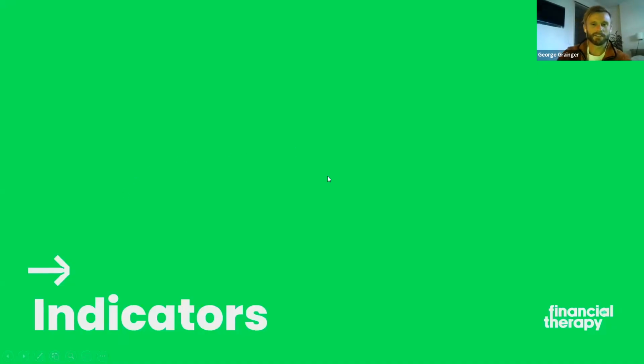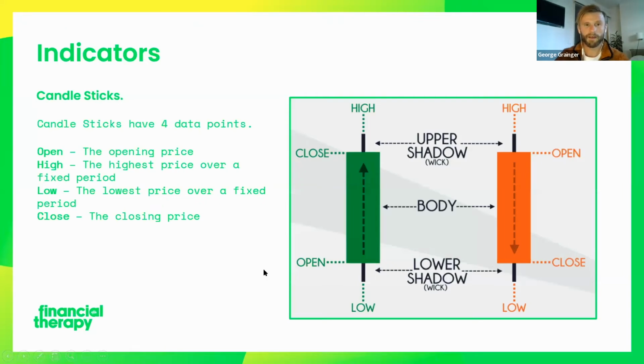So indicators. This is what I use. Again, I don't overcomplicate stuff. I just try and keep it nice and simple. And this is a candlestick. So this helped me loads, actually, understanding candlesticks, because I used to see all these candlesticks and was like, I don't know what does all this mean? So once I got into it, it made a lot more sense.